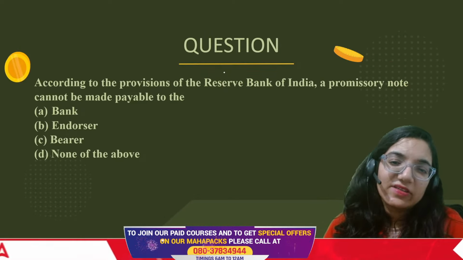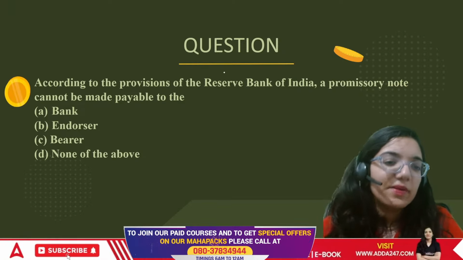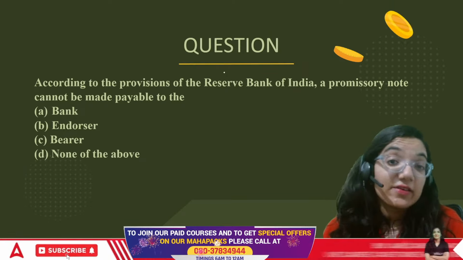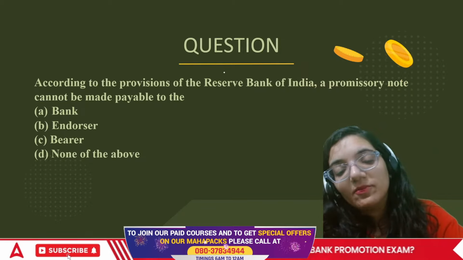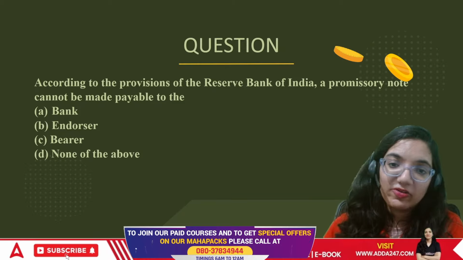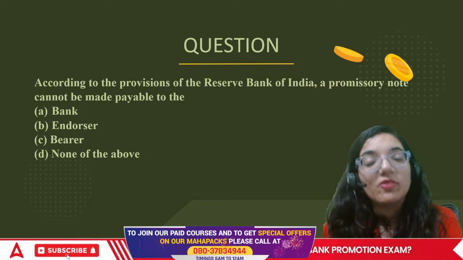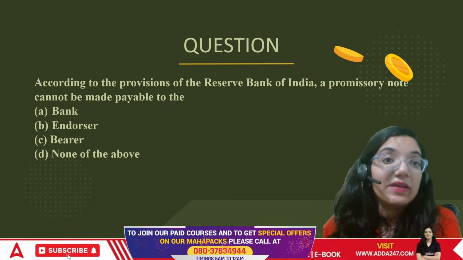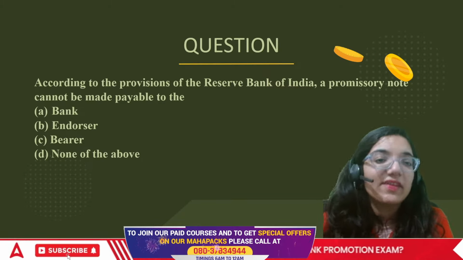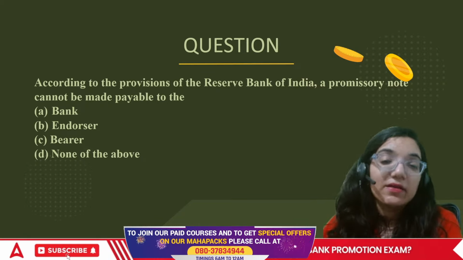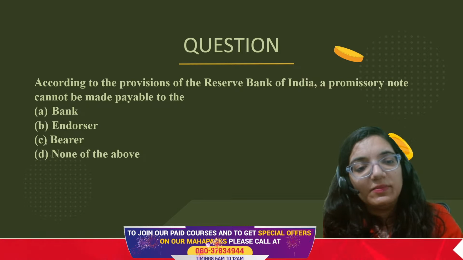According to the provisions of the Reserve Bank of India, a promissory note cannot be made payable to bank, endorser, bearer, or none of the above. There is one single rule. A promissory note is where I promise you to pay a certain amount of money after a certain period of time. That is what we call a promissory note. But under a promissory note, there is one thing: it should not be issued to a bearer. That means whosoever is holding it will have to be given the money. No, that's not the case. It should not be payable to the bearer or the holder of the bill. So the correct answer is bearer.